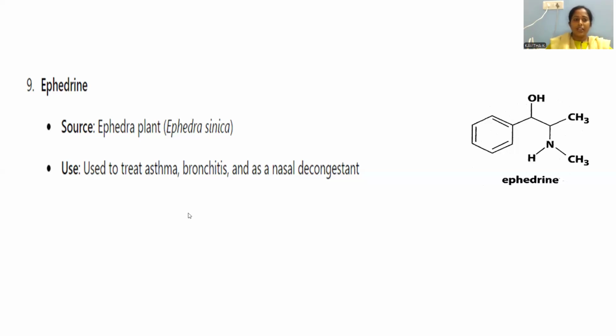In that condition, we have to go for this ephedrine medication, which is used to dilate the windpipe. Bronchitis again is related to pulmonary disease, a lung-related disease. It is also used as a nasal decongestant, so through the nose we can spray this one.